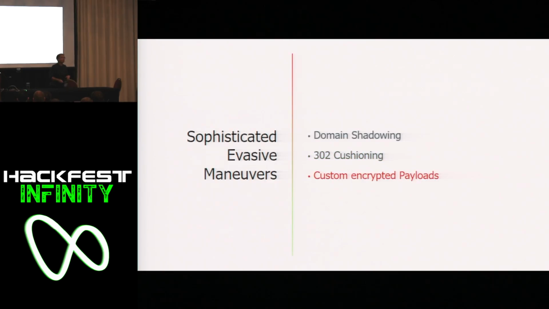Custom encrypted payloads. This is the abuse of the Diffie-Hellman protocol, basically where you're having encrypted traffic between the malware that's deployed on your victim's machine and the command and control of the exploit kit itself. If that traffic is encrypted, it's going to be harder for the network sniffers to be able to read that.